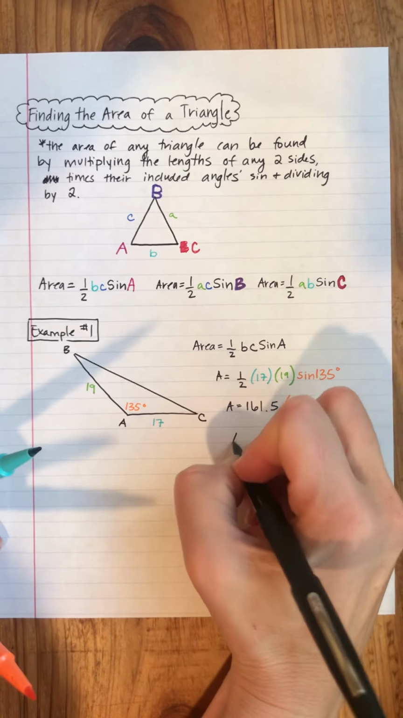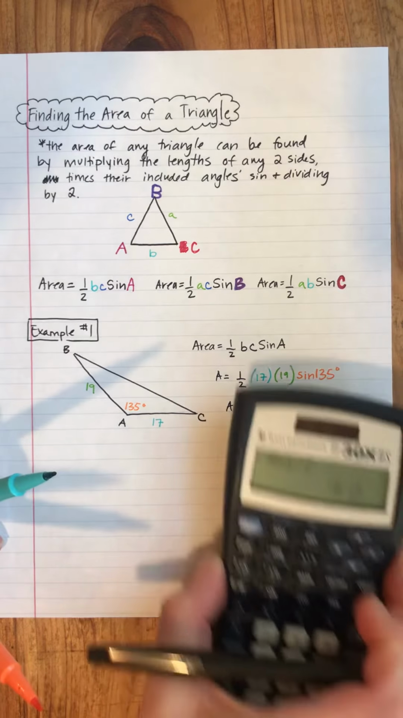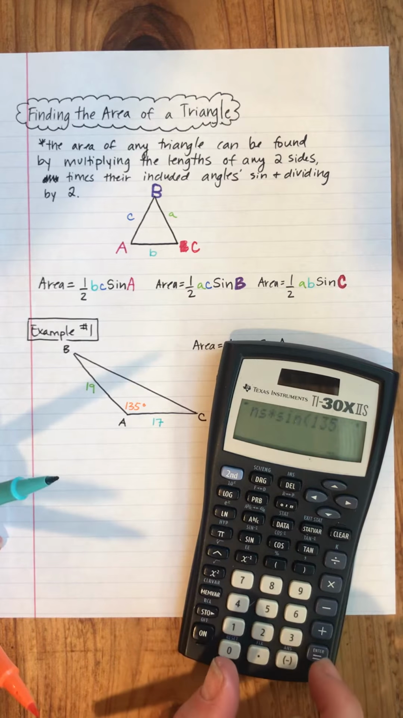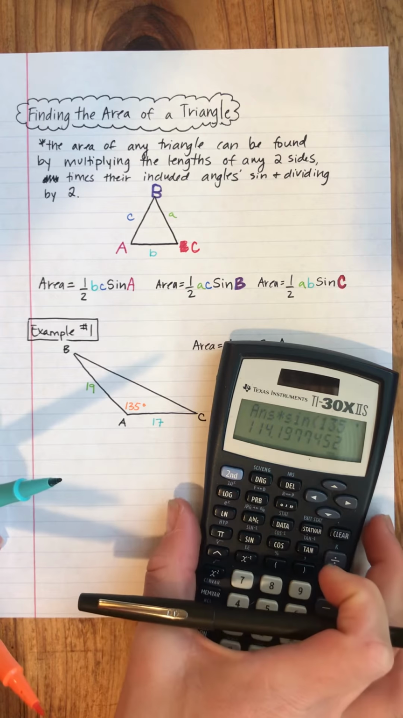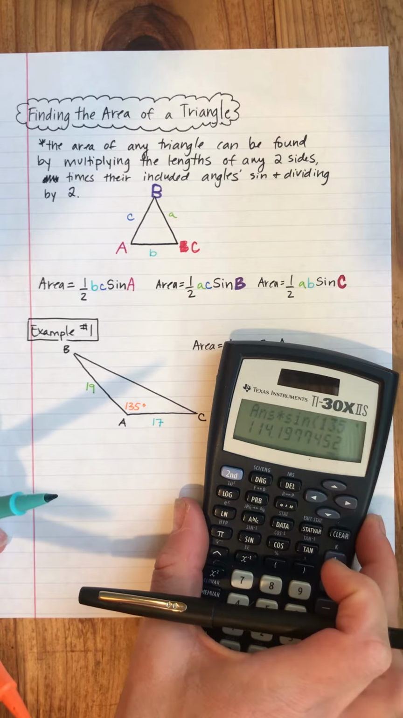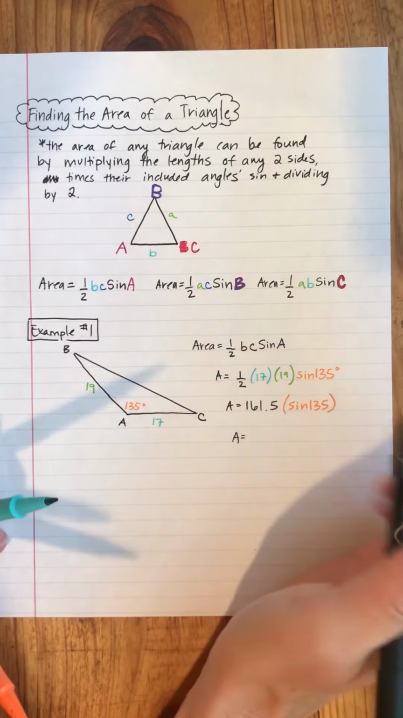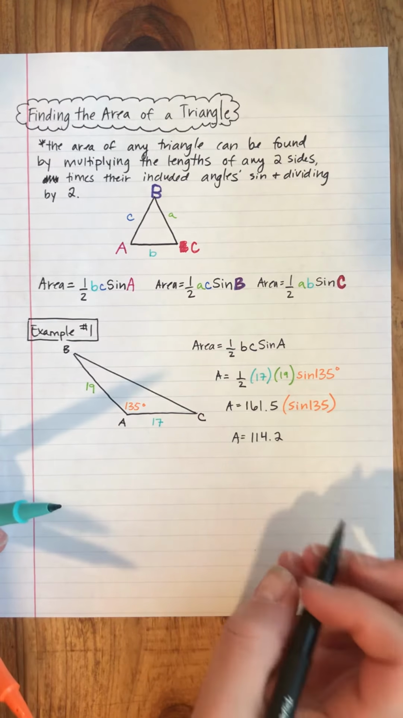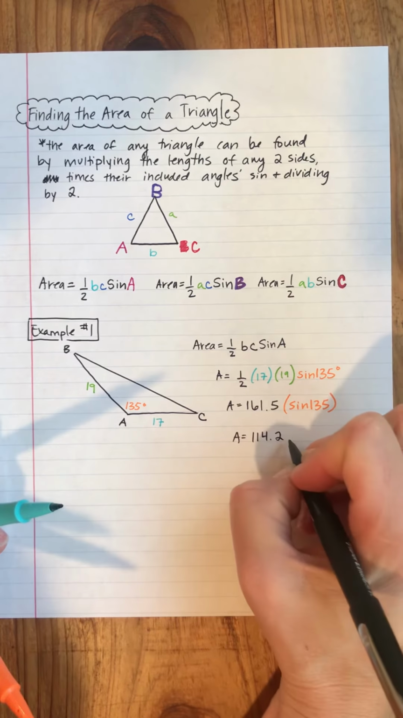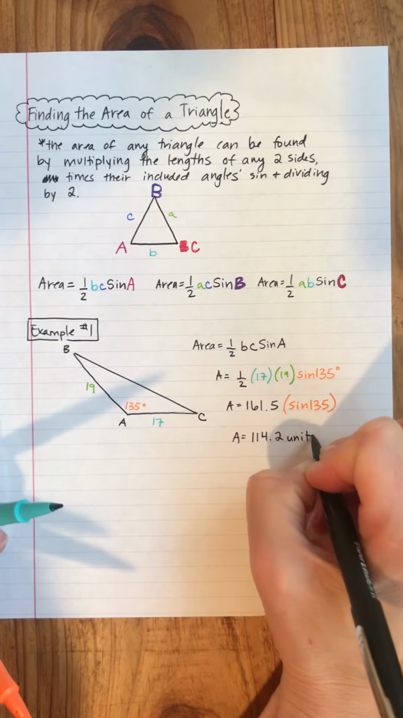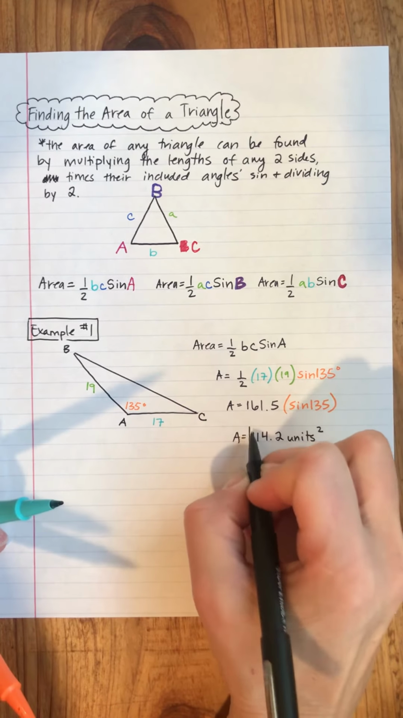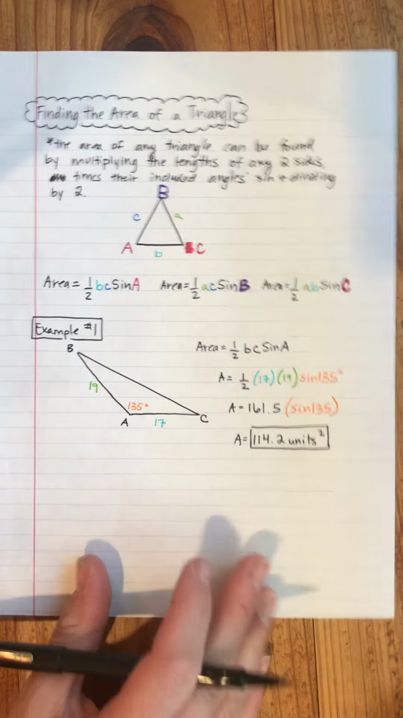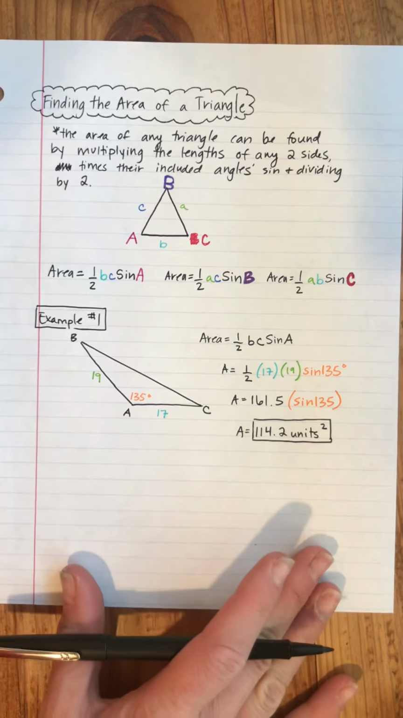And so my new area is going to equal 114 and let's say 2/10 about. Okay, and we don't know the units, so we can just say units squared, because area is always in squared units. All right, let's do one more example.